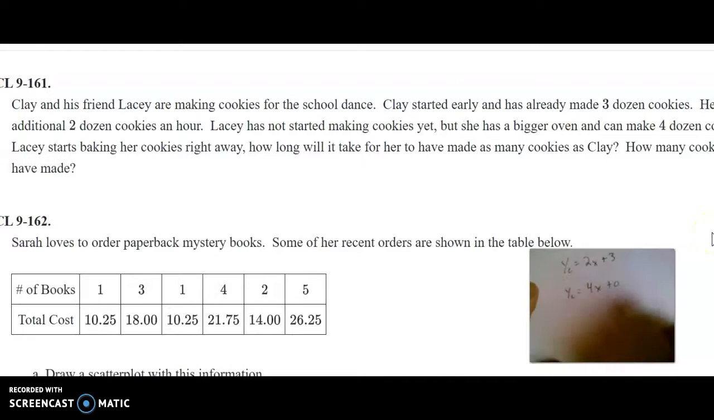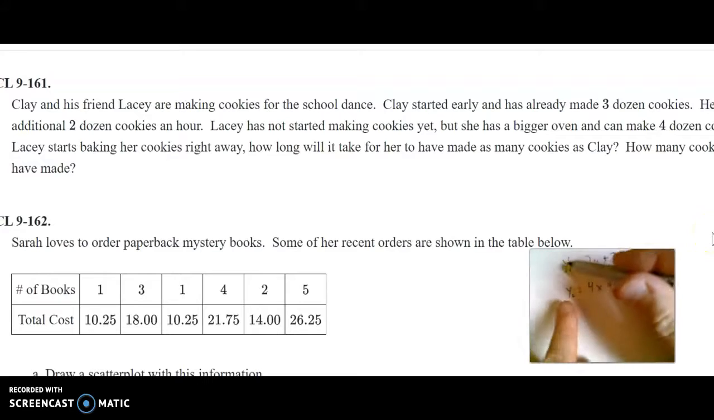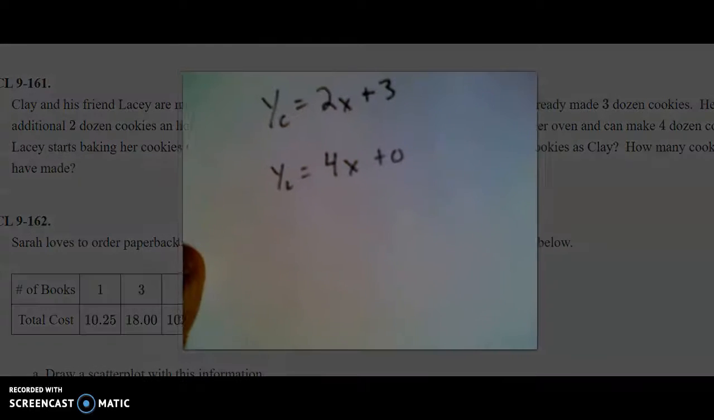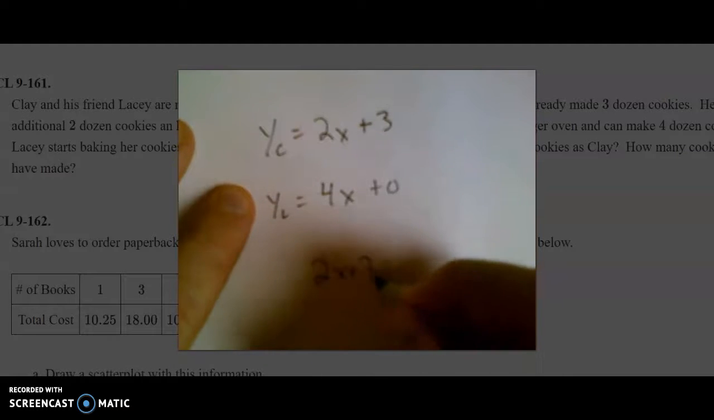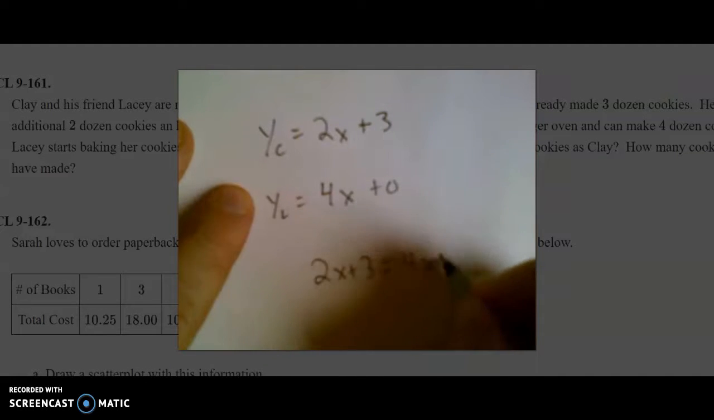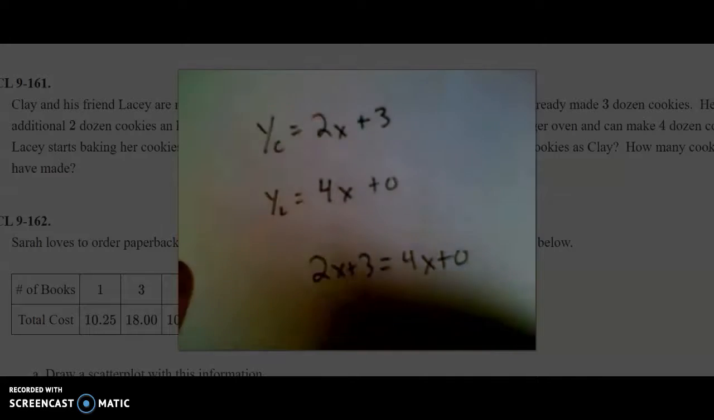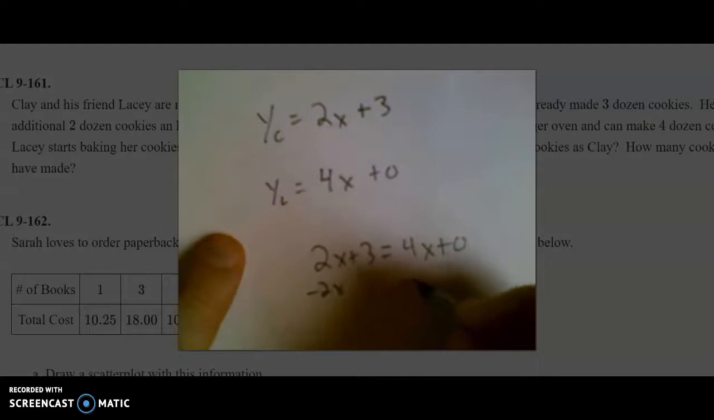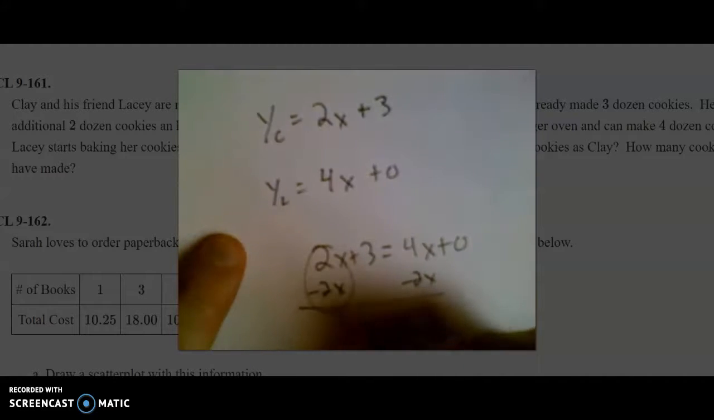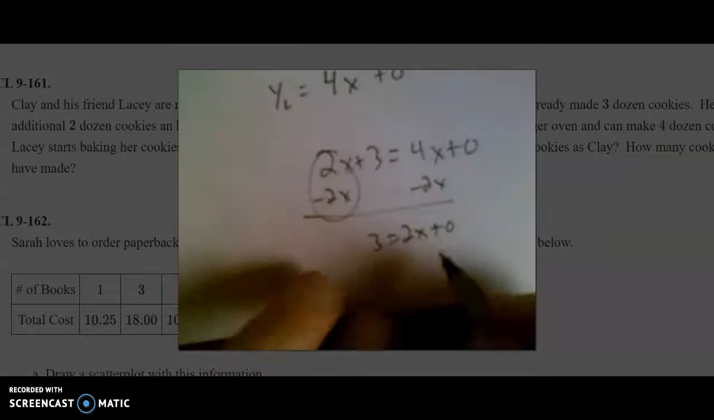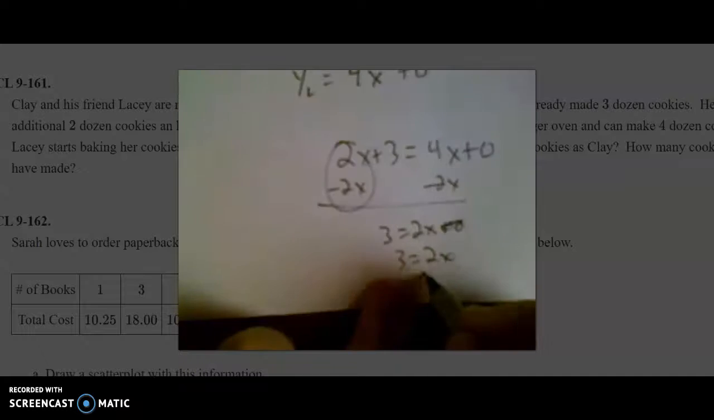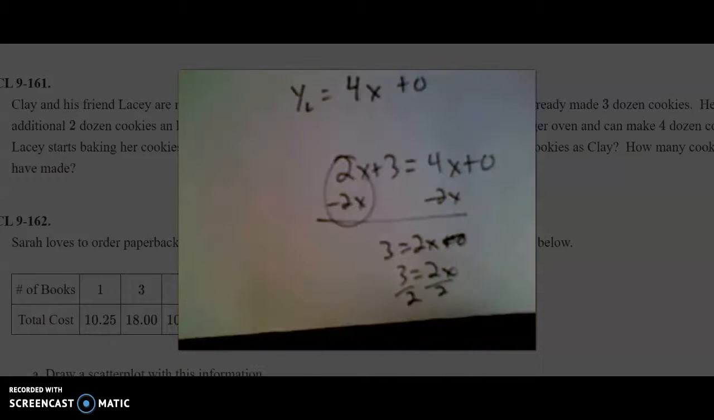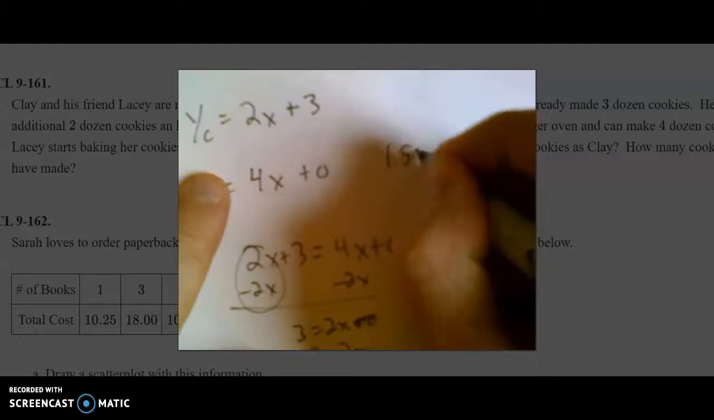So I'm going to use the equal values method, which means because they both equal y, I'm going to stick both equations together. So I'm going to take 2x plus 3 and make it equal, because we want to know when they have the same amount of cookies, to 4x plus 0. And now I solve for x. So minus 2x will give me 3 equals 2x plus 0. The 0 I don't need to worry about, so I really have 3 equals 2x. Divide both sides by 2, and you get 3 halves. If you prefer decimals, 3 halves is 1.5.